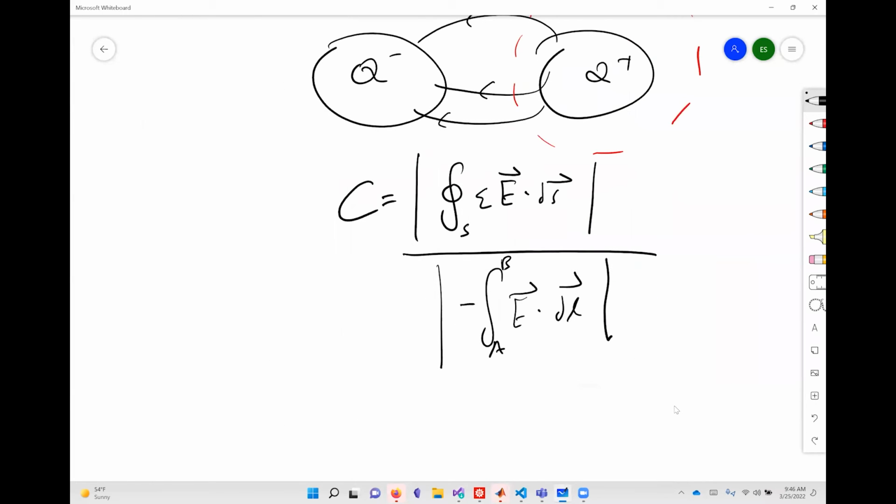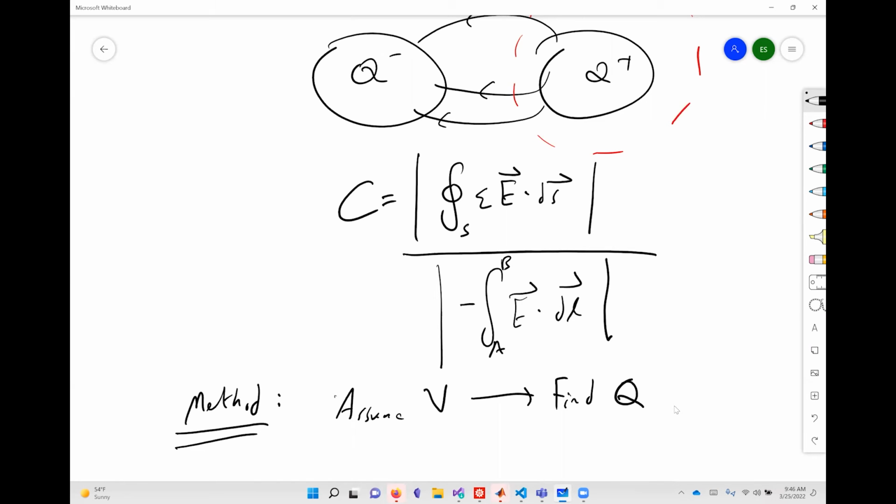Sometimes it's useful. But what is the method for calculating capacitance in general? You have a structure. You either assume V and then find Q and then do Q over V, or you assume Q and then find V and then do Q over V.